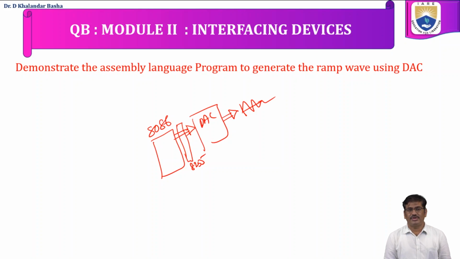Here we are interested in generating the ramp signal, where the pattern starts from 00 to the high value. So the 8086 processor will send the digital equivalent starting from 00 to the maximum value FF. Once it reaches FF, again it will start from 00 to FF. So if you write a continuous loop, it is going to generate a series of ramp signals.